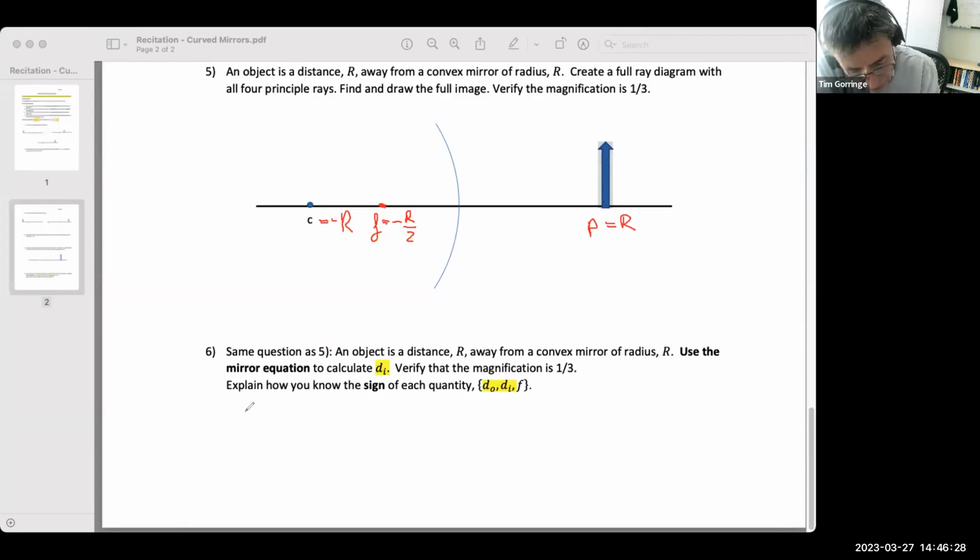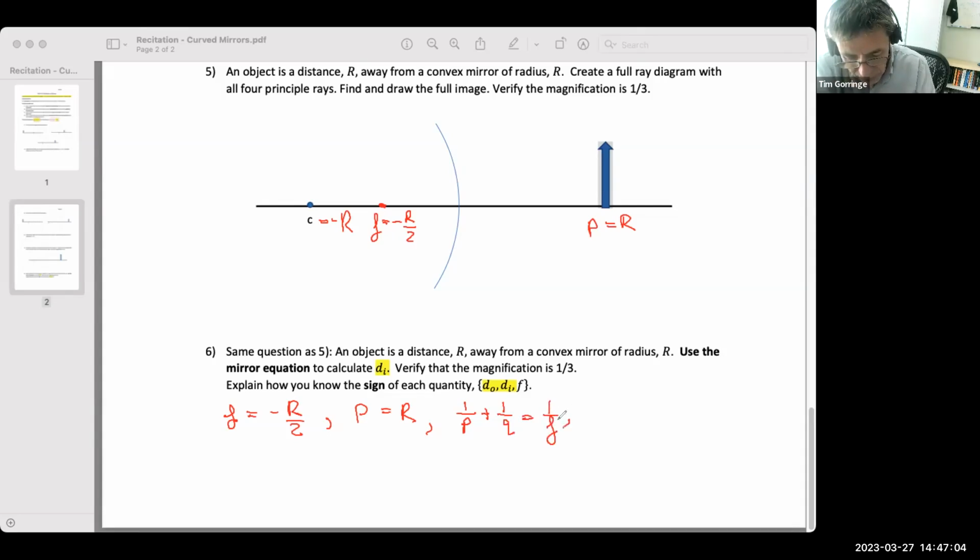Okay, so let me write down what we concluded from the sketch. The focal length is minus r over 2. It's negative because it's a convex mirror. The object position is r, and we want to find the image position. So let's write down the mirror equation. The sum of the inverse of the object position and the image position equals the inverse of the focal length.